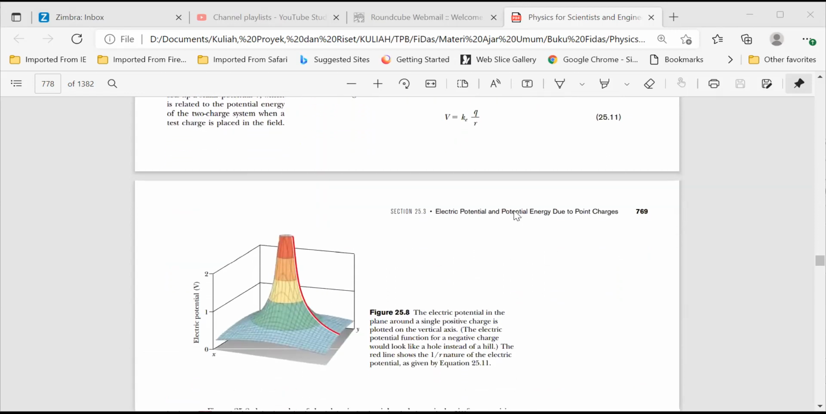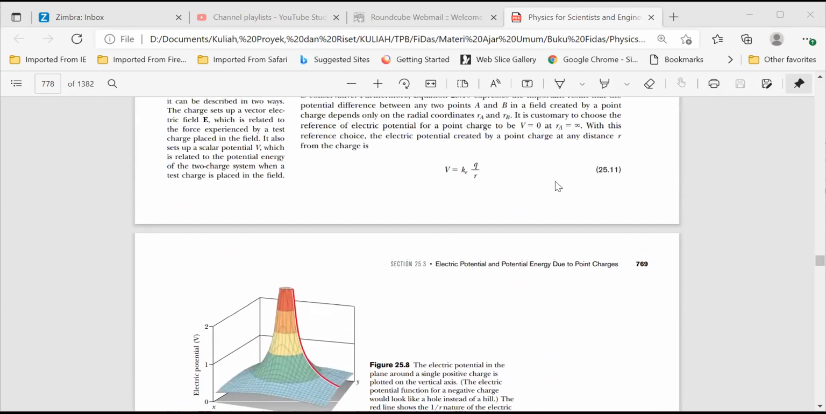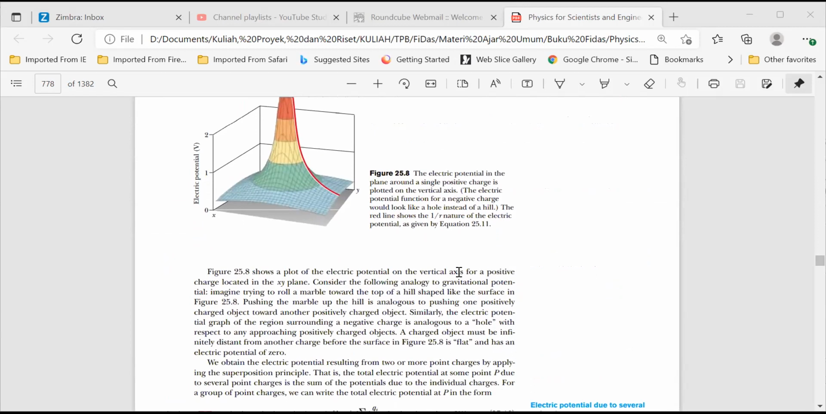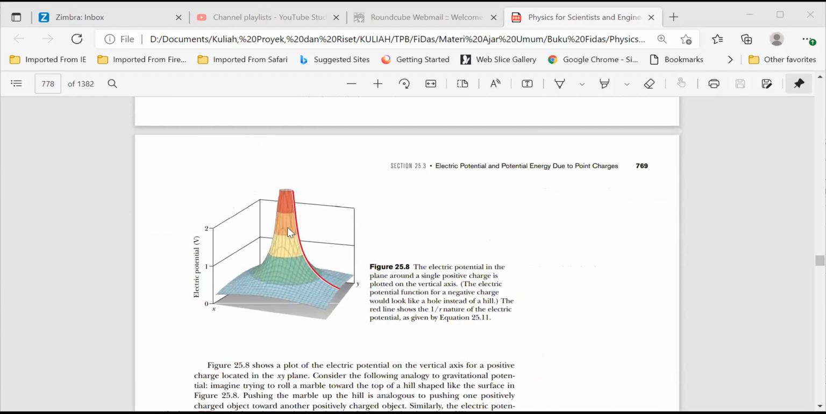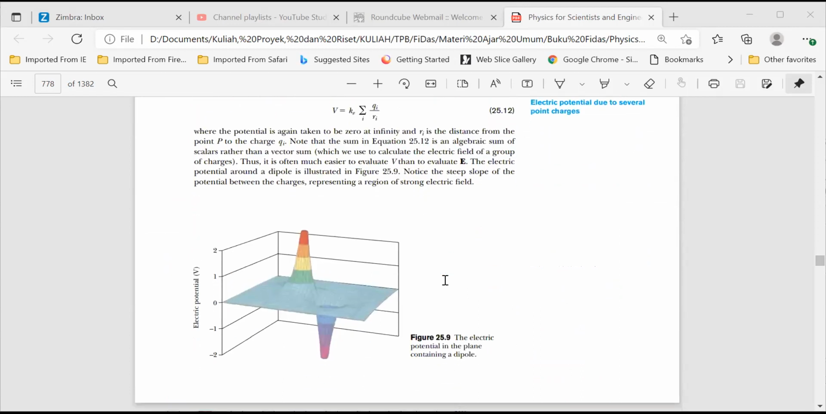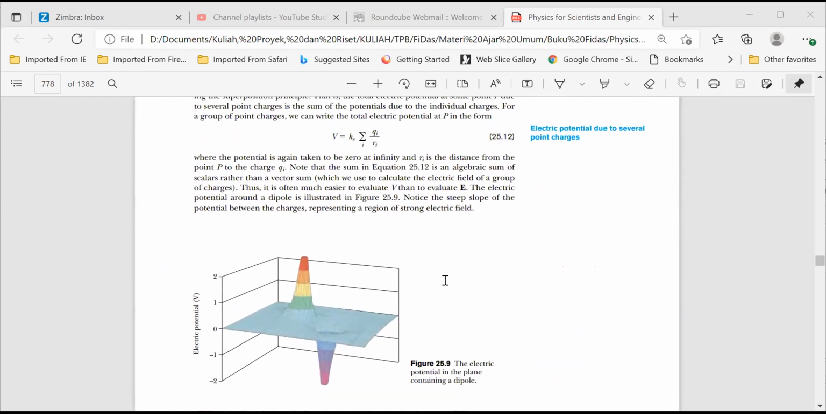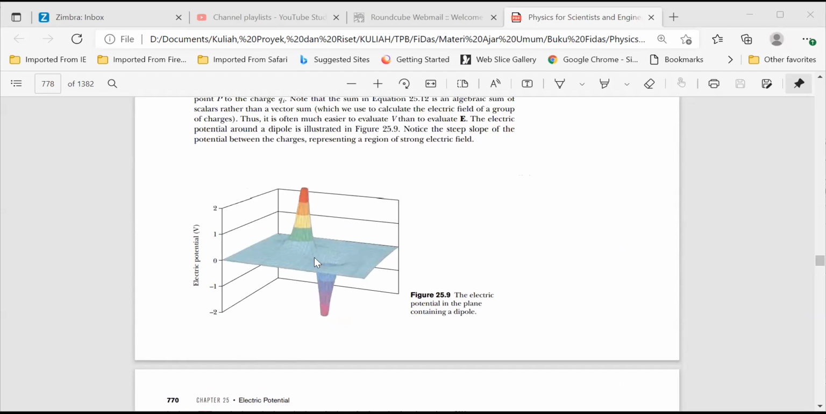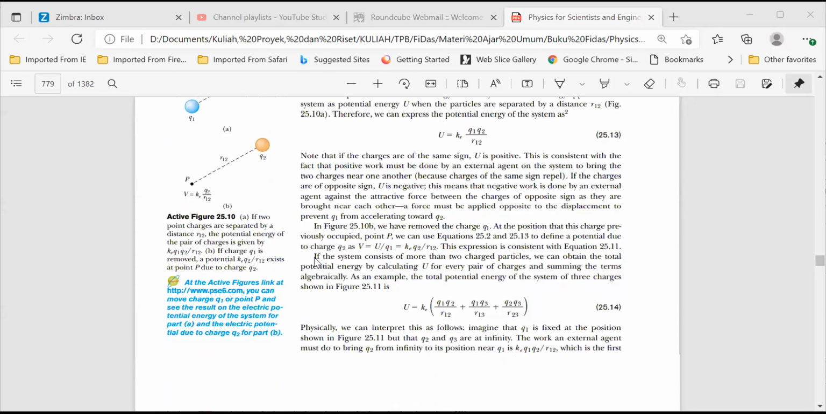So this is the picture here. If we consider this 25.11, where R is the square root of x squared plus y squared, it looks like a cone. This is the electric potential for two charges. Okay, two charges.